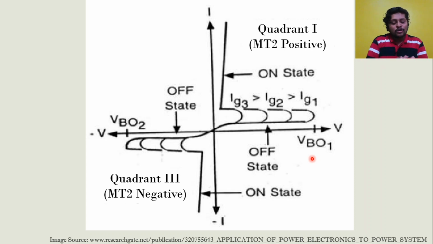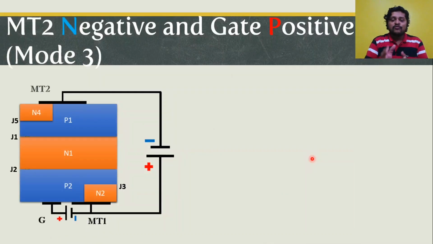Now let's turn the table and go for mode 3, in which we are going for MT2 negative and gate positive. So now we are switching MT2 negative. As MT2 is connected to the negative terminal, you can clearly see this battery is reversed. We are connecting MT2 to the negative potential with respect to MT1. Now gate is at positive potential with respect to MT1.